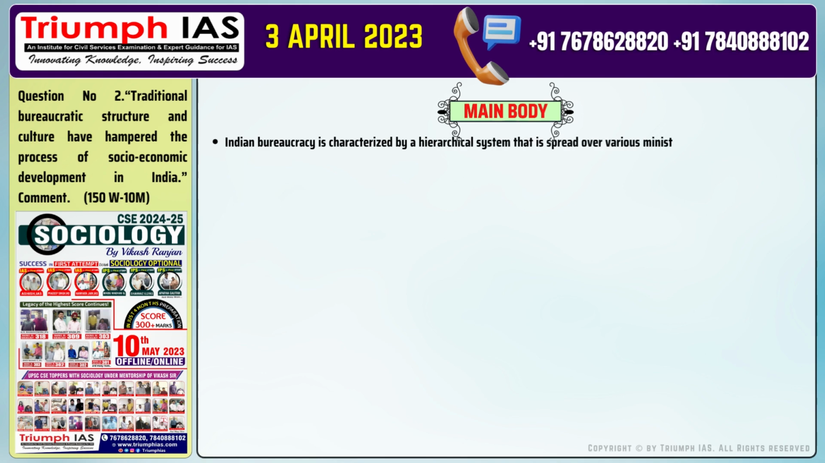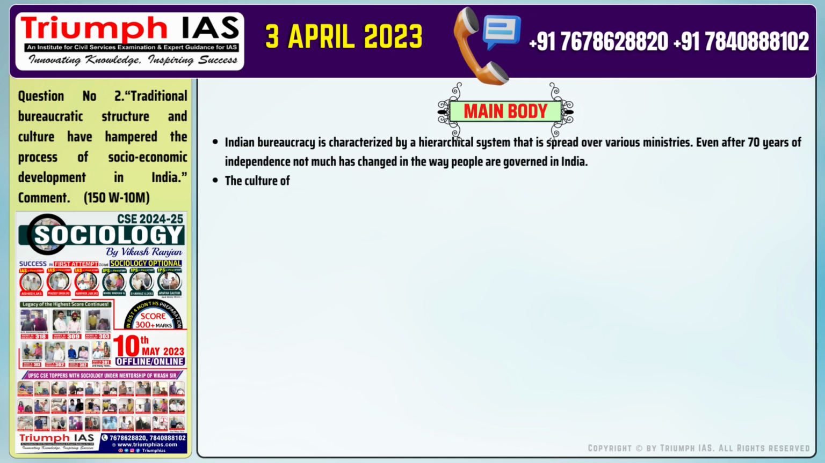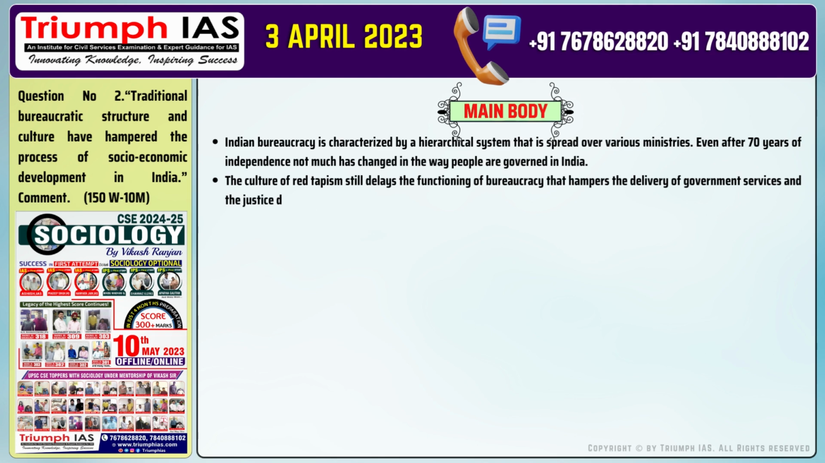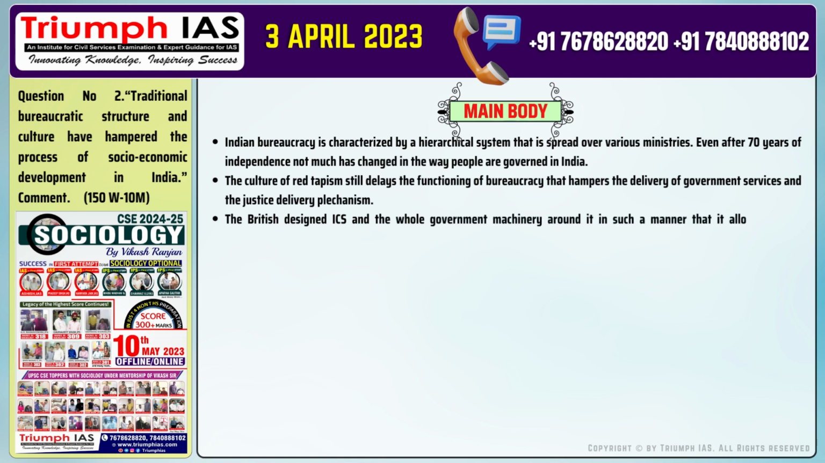Indian bureaucracy is characterized by a hierarchical system that is spread over various ministries. Even after 70 years of independence, not much has changed in the way people are governed in India. Number 2. The culture of red tapeism still delays the functioning of bureaucracy that hampers the delivery of government services and the justice delivery mechanism. Number 3. Therefore, the officials largely remain unattached to the masses, and this practice continues to the present times.